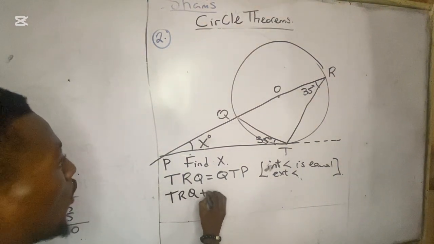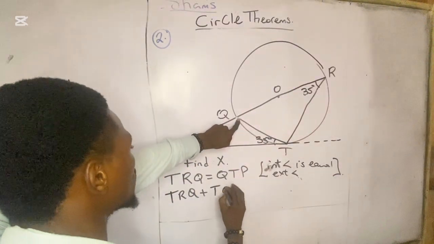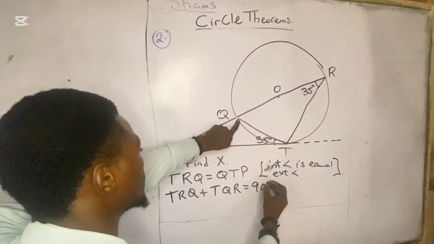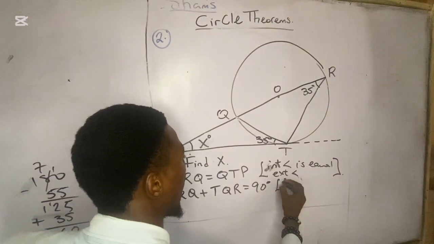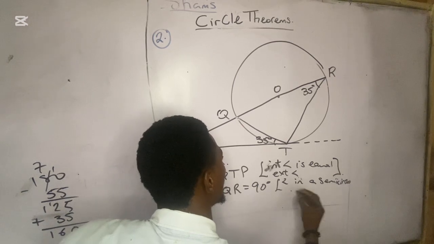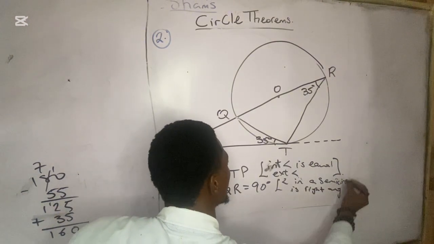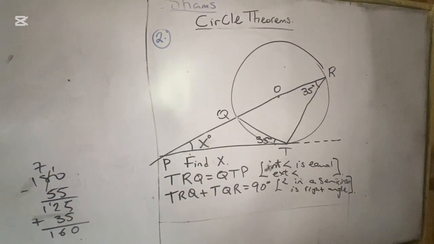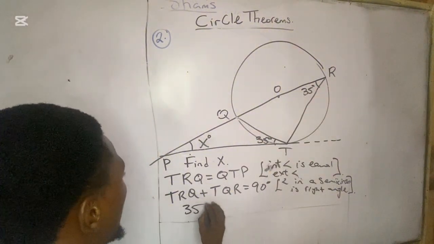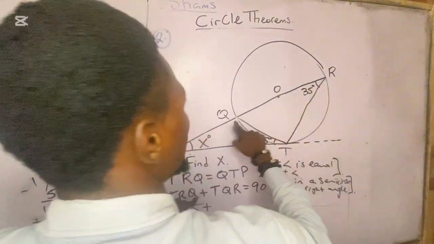TRQ plus this angle now. This angle will be TQR. TQR must give me 90 degrees. Now what will you say? You say angle in a semicircle is right angle. And that is the theorem in that place. So from that point, we can say our TQR. What's our TQR? Our TQR is 35 plus our TRQ rather. TRQ is 35.